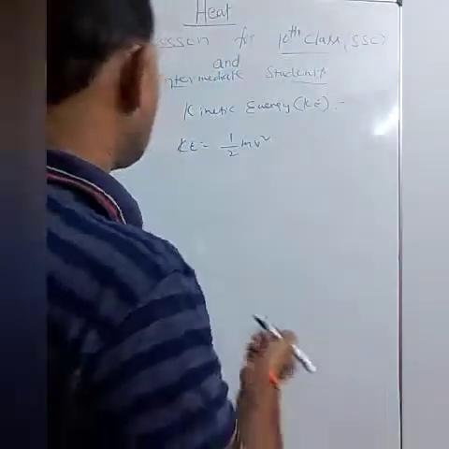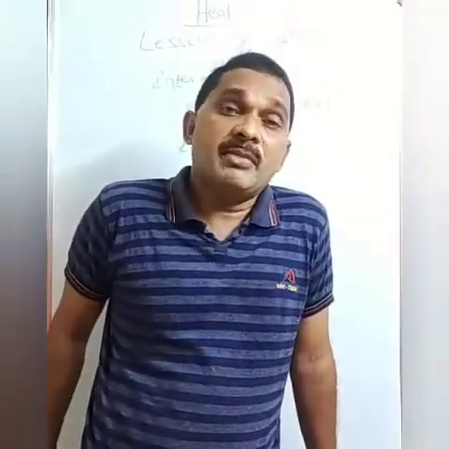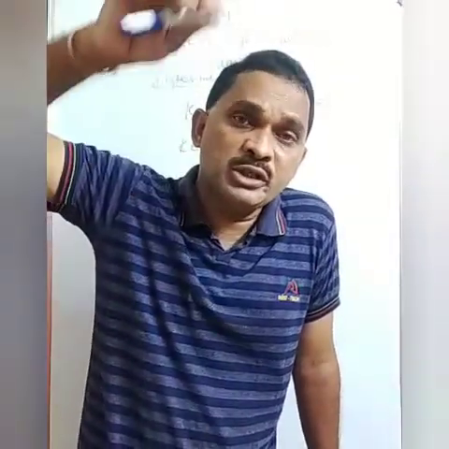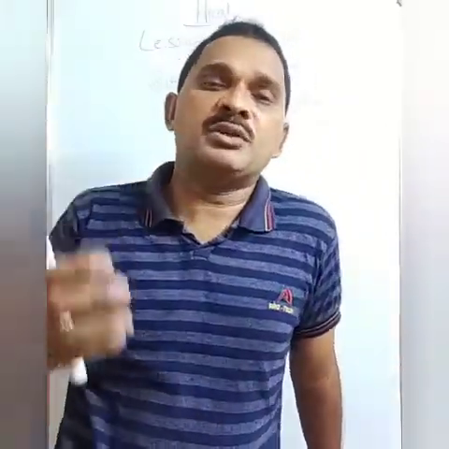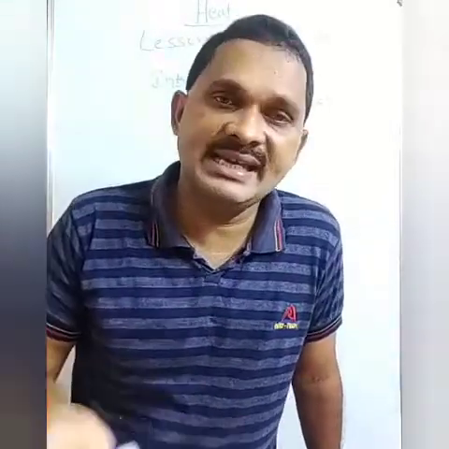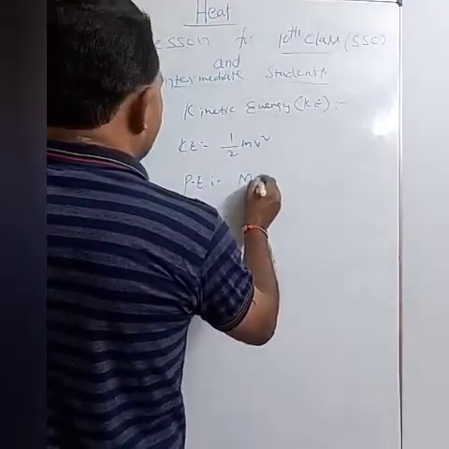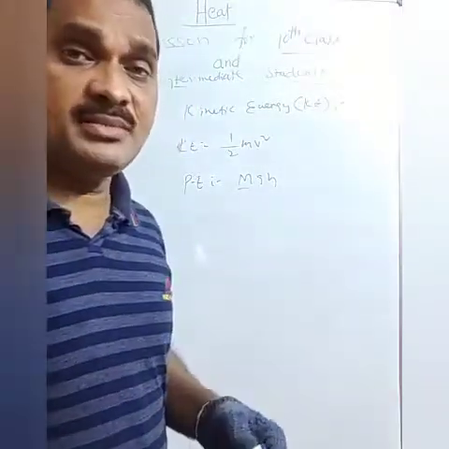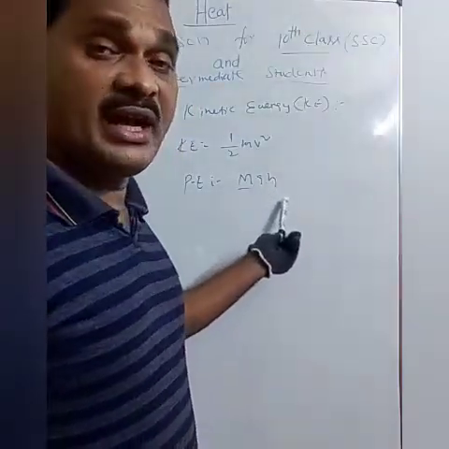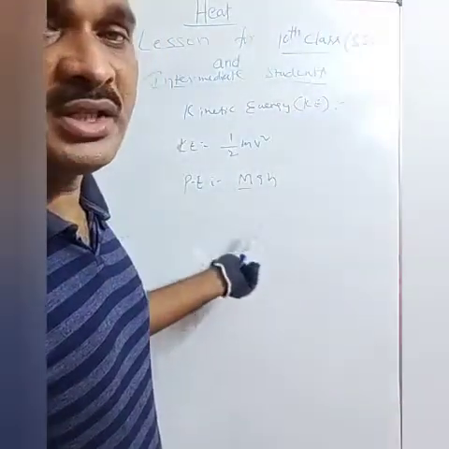Then, what is potential energy? PE, potential energy, is nothing but energy possessed by a body by virtue of its position. Energy possessed by a body by virtue of its height is called potential energy. Potential energy PE is equal to mgh, where m is mass, g is gravity and h is height. If an object is at a height, the object attains potential energy.